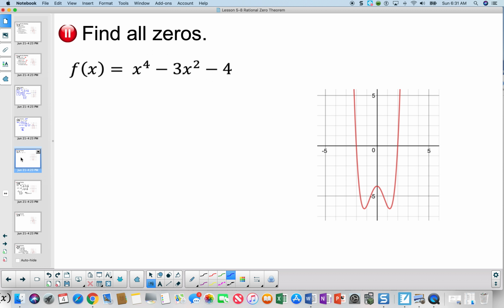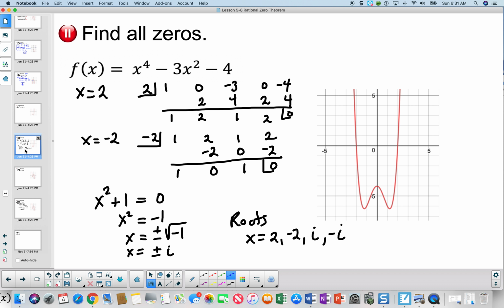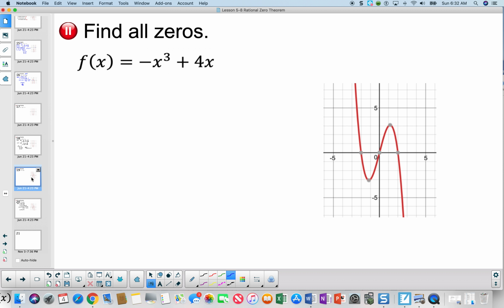All right, your turn. And I looked at the graph, and I figured 2 and -2 were good things to use for my synthetic division. And then I ended up getting at the very end this. So I'm going to have 2 real roots and 2 imaginaries, and that adds up to 4. Pause.